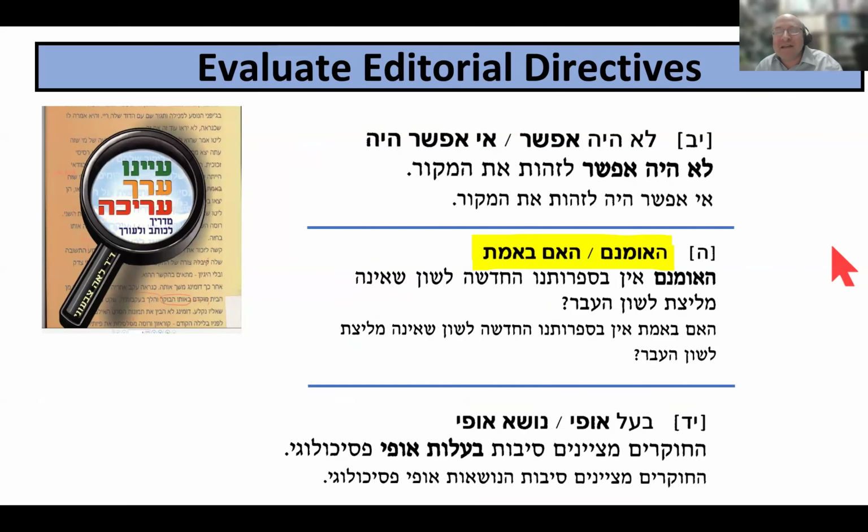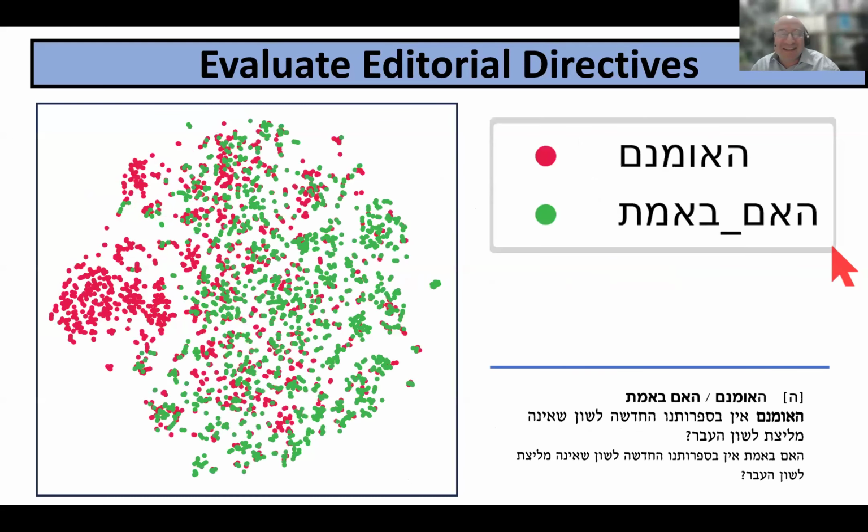Now she says "ha'omnam," and "ha'omnam" should always replace "ha'im be'emet." She tells us, don't say "ha'im be'emet," say "ha'omnam." Now, can we simply do a search and replace for "ha'im be'emet" and change it to "ha'omnam"? Can we really do this? Well, I ran the t-SNE, and it turns out it's not so simple.